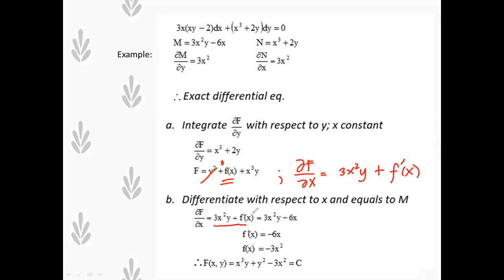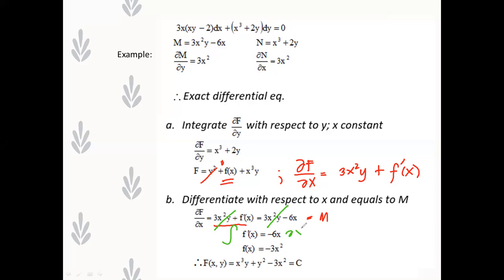What you do is you don't equate this with N, but rather you equate it with M. This is actually your M. It's covered there by my annotation, so let me close it first. So this is your M: 3x squared y minus 6x. We equated it to your answer here. What do you notice? You can cancel this, leaving you with f prime of x equal to minus 6x, which requires you to integrate.